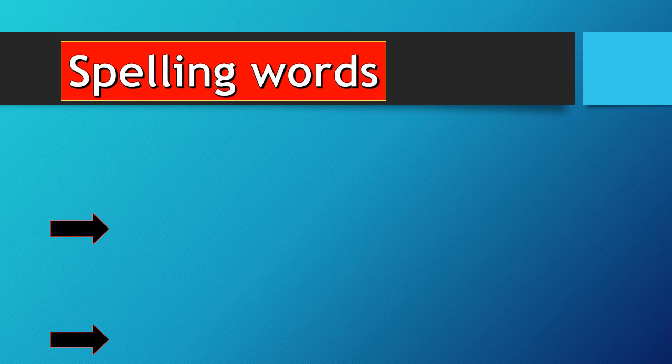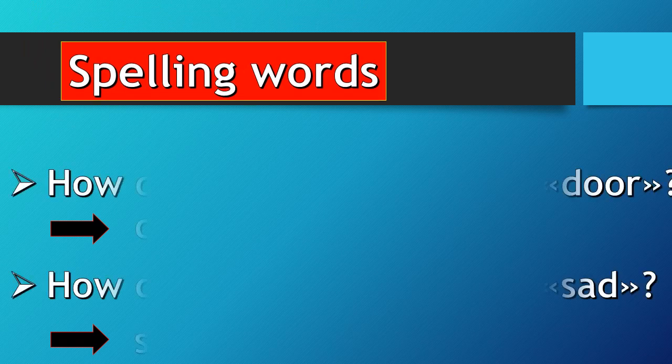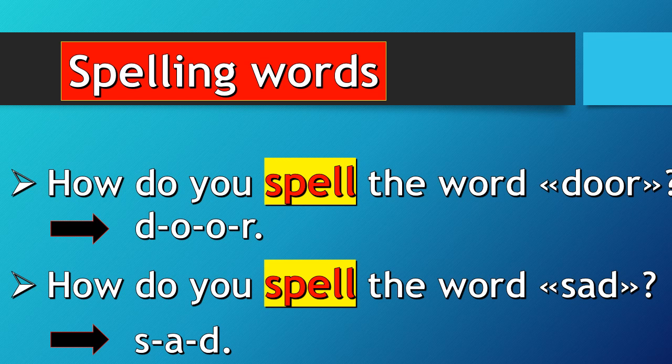What does it mean, spelling words? What is a word? First, what is a word? A word can be an adjective or a noun, verb or an adverb. For example, in example number 1, we have door. Door here is a noun, okay? Door is a word. Sad is a word. Sad is an adjective, okay? So a word can be verb, adjective, noun, adverb.